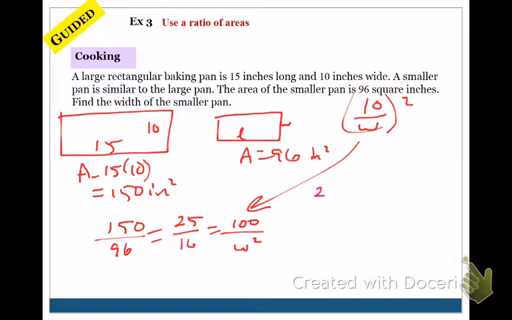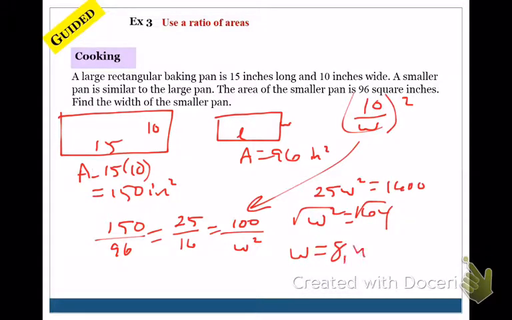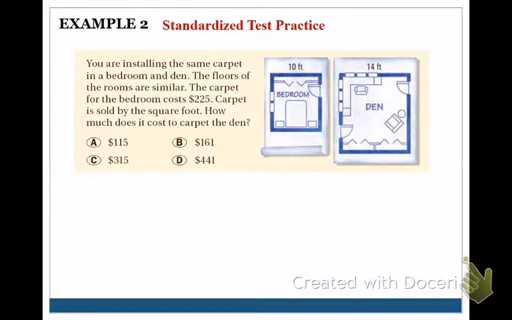Now, cross multiply, you get 25W squared equals 1600. Divide by 25, and 16, that is 64. Square root, and you get 8. And so the width of that small pan is actually 8 inches. Okay? All right.